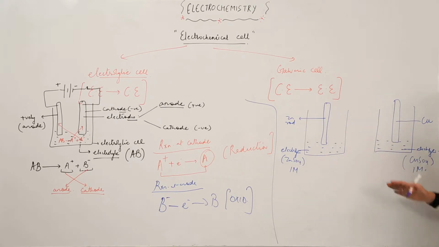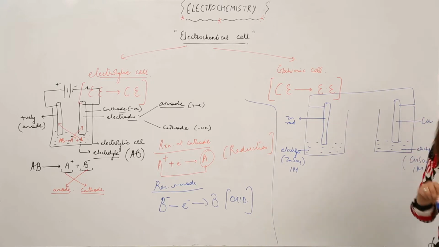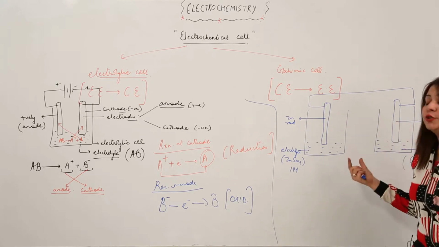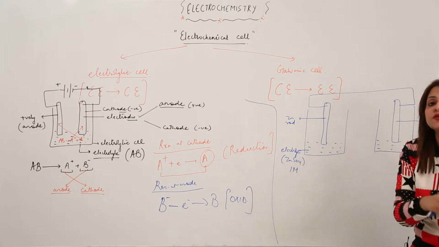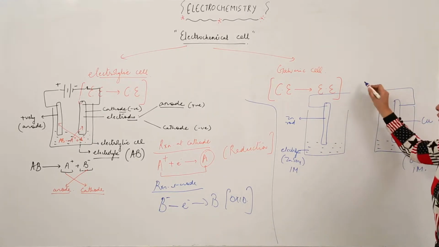So this is how it is, but they are not present separately; they are connected with each other by means of a metallic wire, right. As we know that it is going to produce electric energy, we need an instrument which can show that electric energy is produced. So that is why we have put a galvanometer here, right.